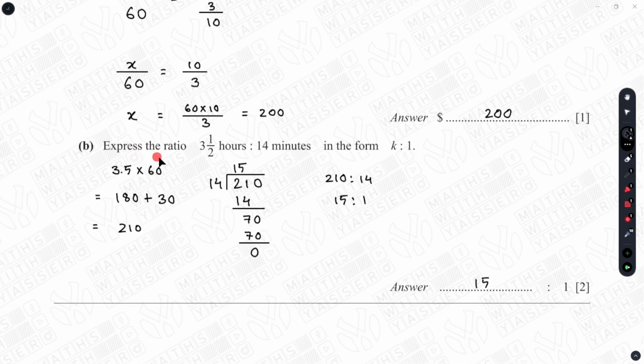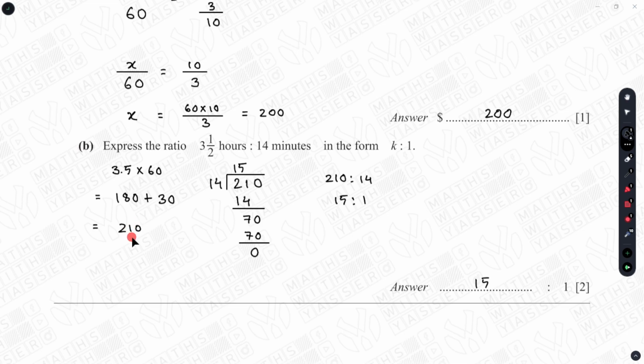Then it says, express the ratio 3.5 hours is to 14 minutes in the form k is to 1. So first, let's convert the hours into minutes. So therefore, this will be 3.5 times 60. What I have done over here, I'm first converting 3 hours into minutes. So 60 times 3 is 180 and half hour is 30. So 180 plus 30 is 210. So therefore, 3.5 hours is 210 minutes.